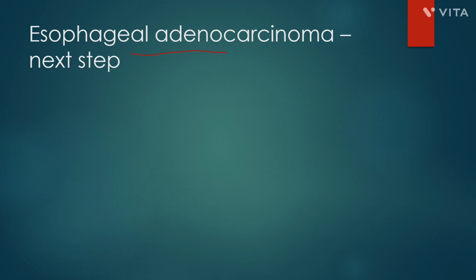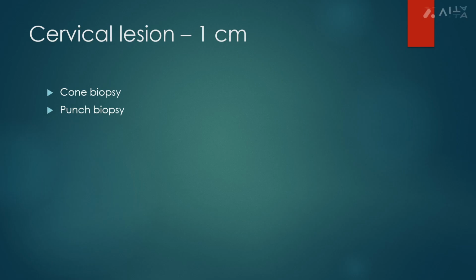Now, in a patient who is diagnosed as esophageal adenocarcinoma, what is the next step? It is oncosurgical referral for staging and treatment. Now, patient with a lesion in the cervix, it is 1 centimeter. So you have to know the cervical screening, the HPV vaccine, the strains of HPV which are causative for cancer. It is mainly 16, 18, 31, 33. And the vaccine is Gardasil, usually given from 11 to 13 years. You can give even after.